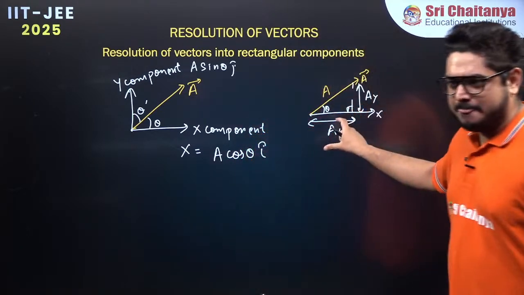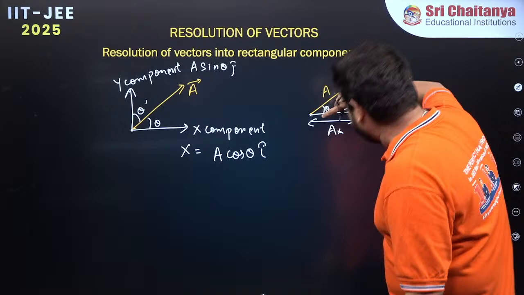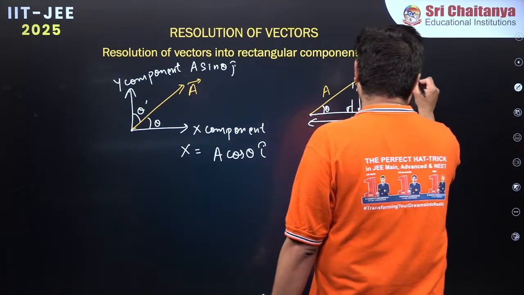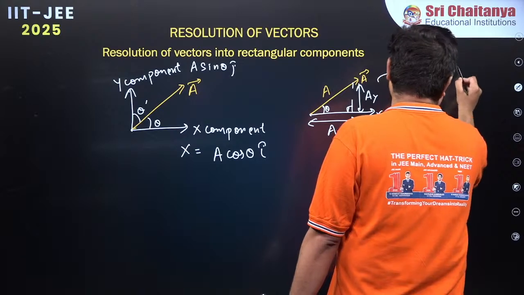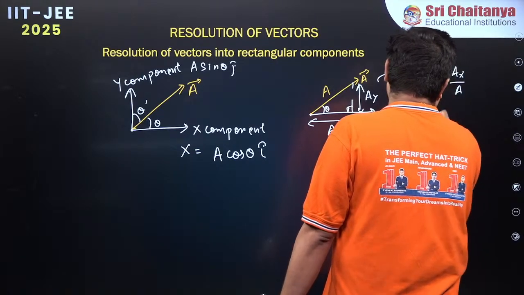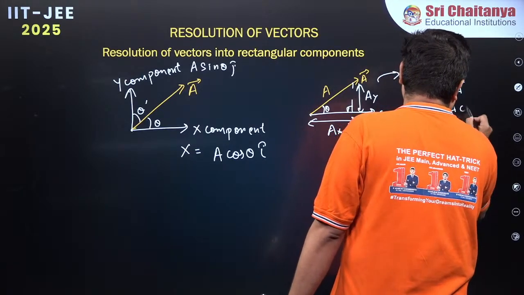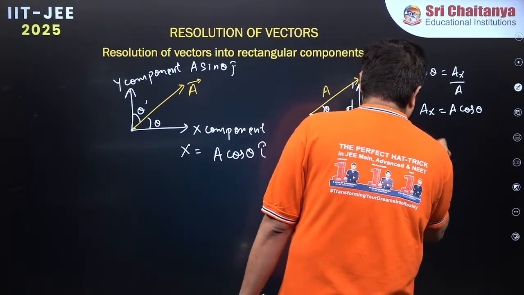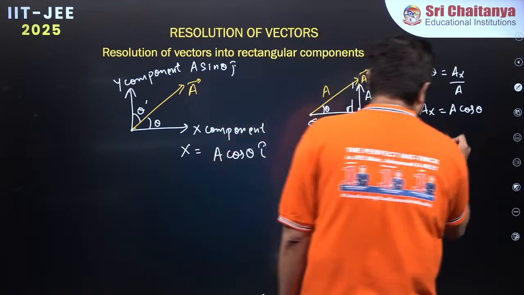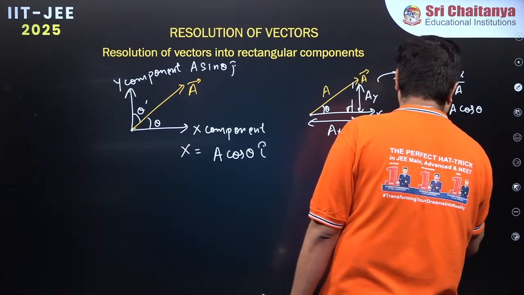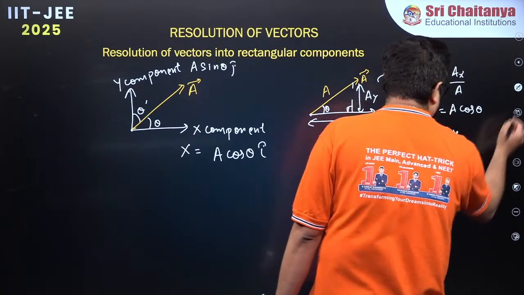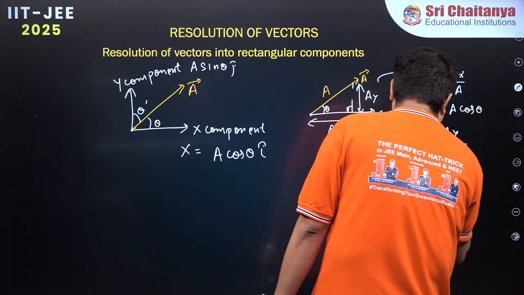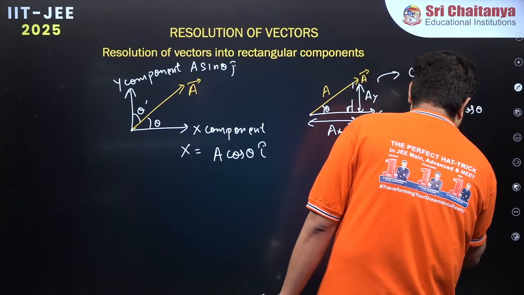I hope it's clear. So now we need to find out the values of ax and ay. What we can do? Can I say that from this right angle triangle, cosine of theta is going to be ax by a. So what will be the value of ax? Ax can be written as a cosine of theta, isn't it? And similarly, sine of theta, you know that it's perpendicular by hypotenuse. Over here, the perpendicular is ay and the hypotenuse is a. So ay can be written as a sine of theta, isn't it? Ay can be written as a sine of theta.